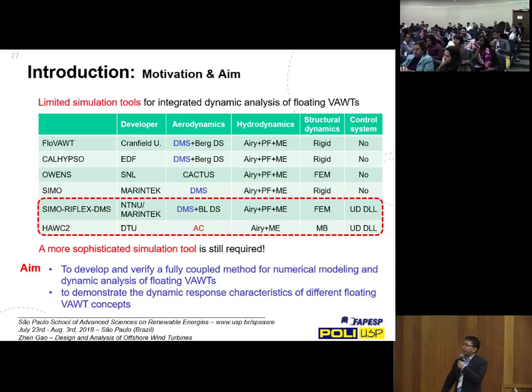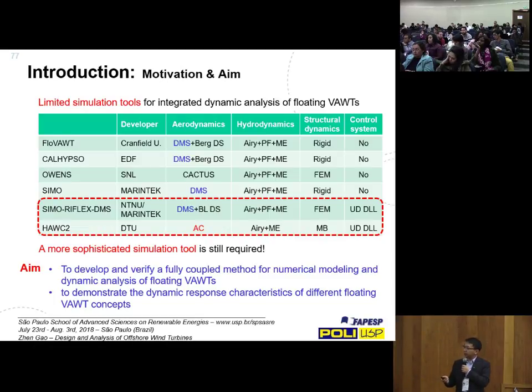There are not so many codes that have been developed. There are some, and I will mainly mention the code we developed. Basically, later I will mention this double multiple stream tube aerodynamic code or actuator cylinder code. And in DTU, they have also integrated this into HAWC2 for vertical axis wind turbines.